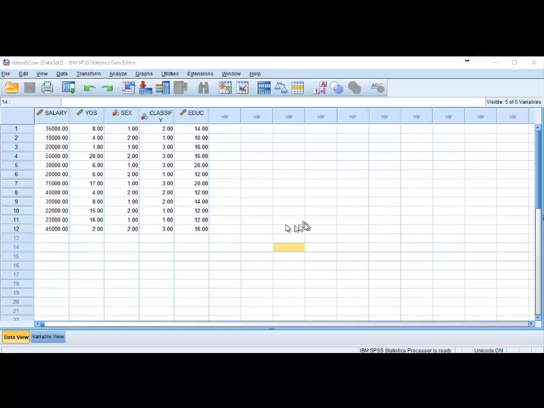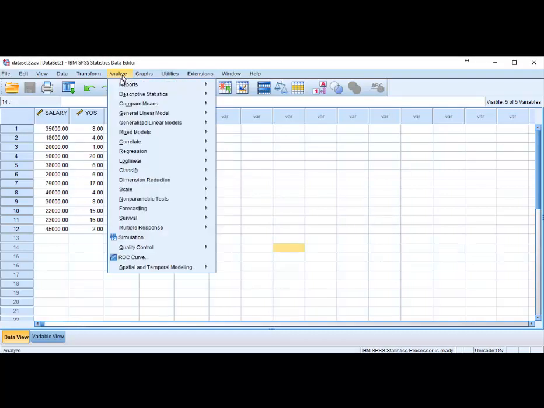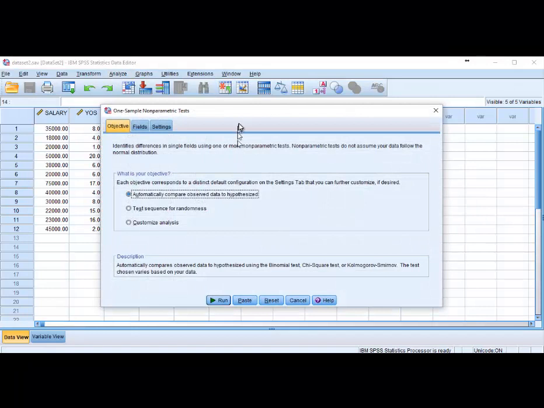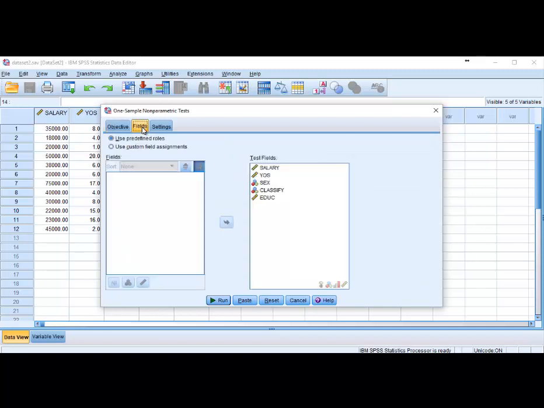So we're going to go to Analyze, Non-Parametric Tests, One Sample. We need to tell it that we would like to compare to a hypothesized population. Under Fields, we need to test job classification, so we're going to move only the classification field over.